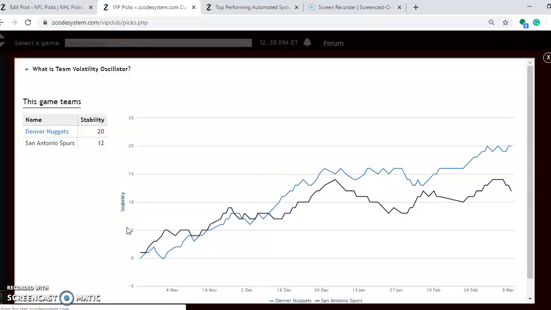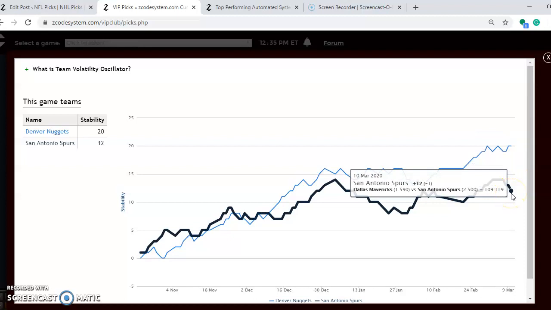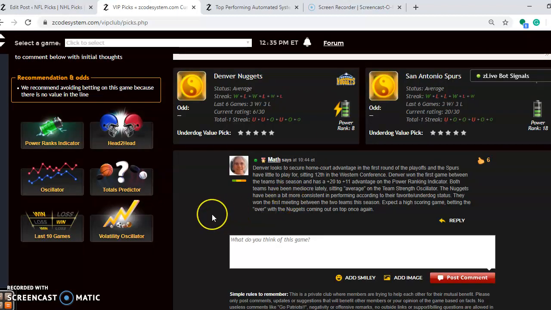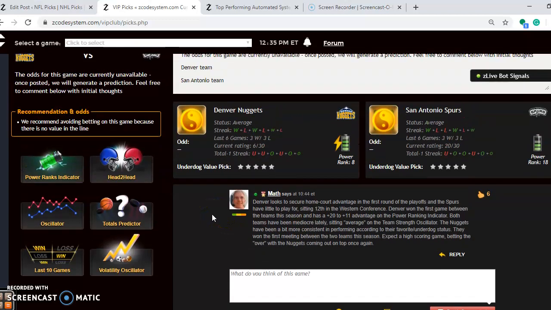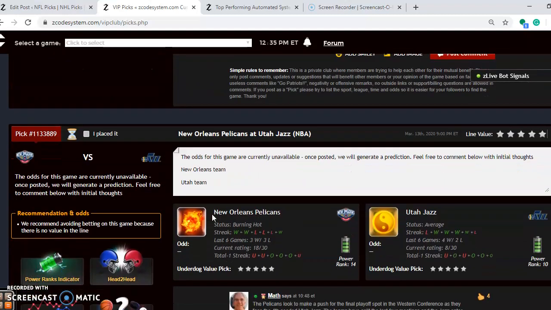How stable are the two teams? Denver is at plus 20 on the team volatility oscillator. San Antonio is plus 12. So both teams are performing consistently according to their favorite underdog status. Denver is the road team, but they're probably going to be a road favorite. I expect a high scoring game in this one. I expect the Nuggets to come out on top once again.